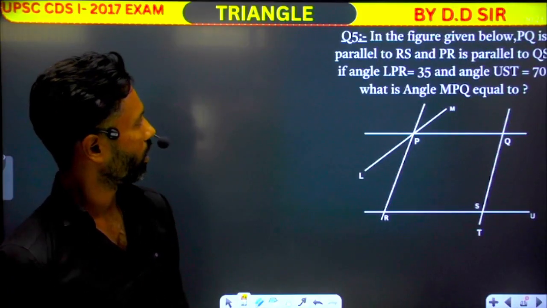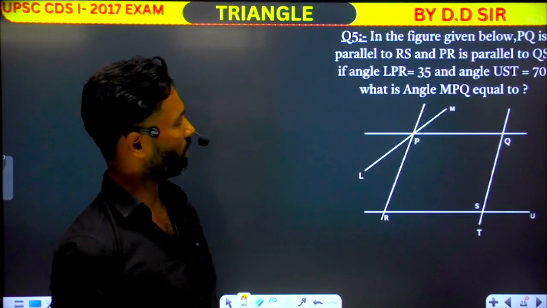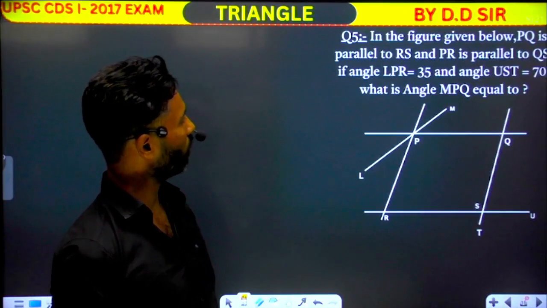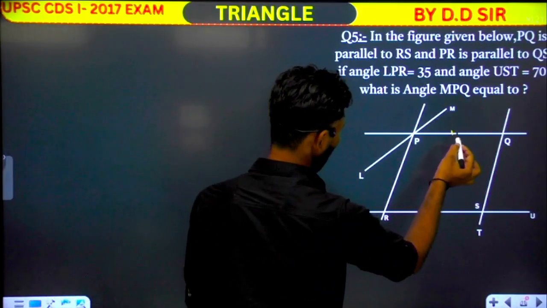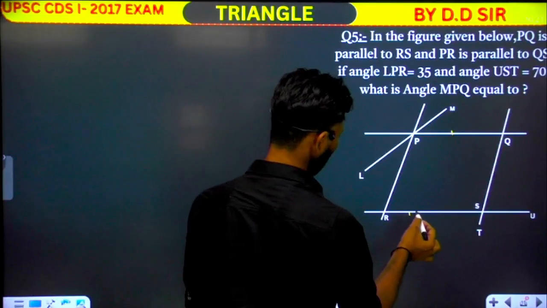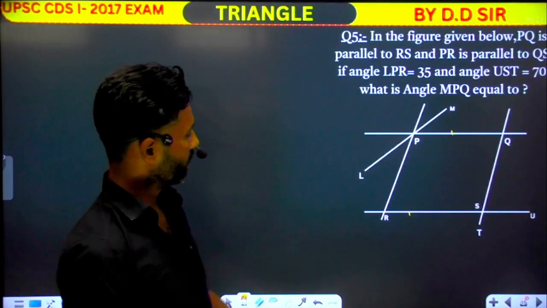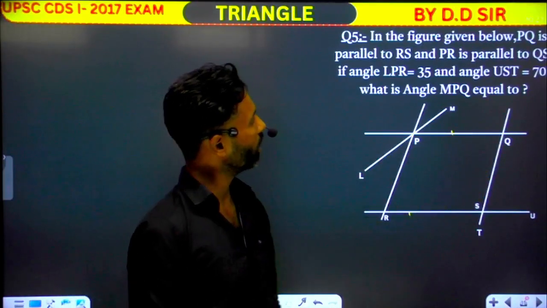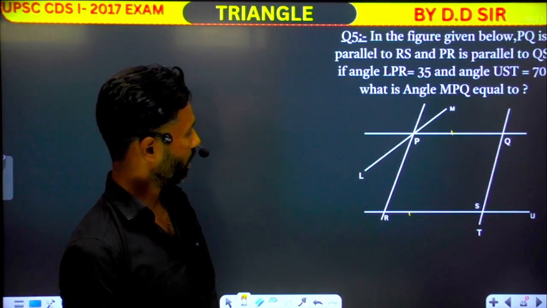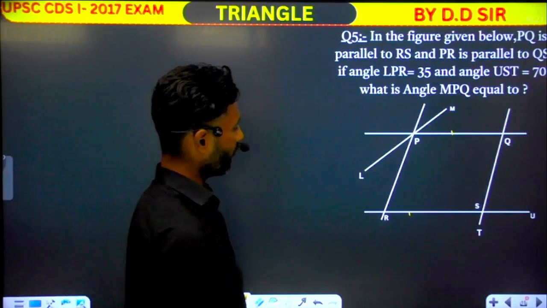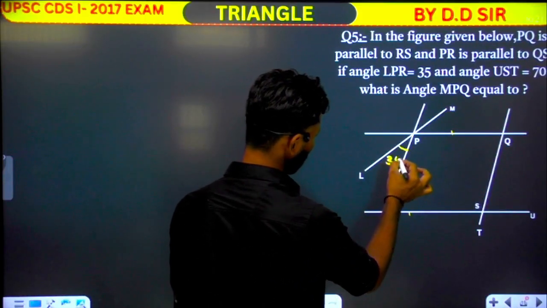This is our next question. In the figure given below, PQ is parallel to RS. This is side PQ, and side PQ is parallel to side RS. And PR is parallel to QS. Side PR is parallel to side QS. And angle LPR, this angle is known as LPR, angle LPR is equal to 35 degrees.